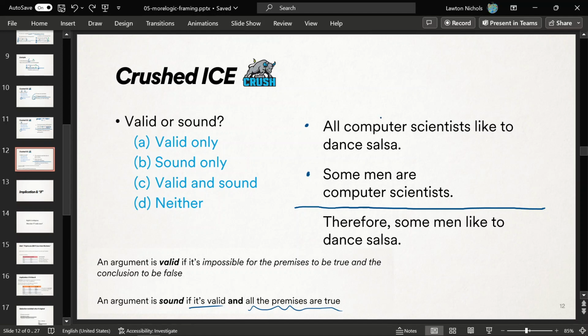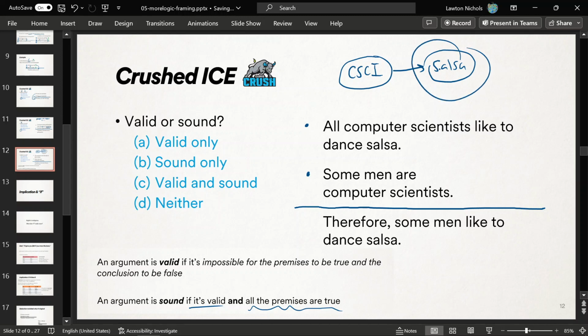All right. All computer scientists like to dance salsa. So this is kind of saying there's an arrow relationship going on again, like the "if" on the previous slides. You show me that somebody is a computer scientist, they like CSCI, that's their major or something, then I'll show you that they like to dance salsa, right? So there's an arrow going that way, CSCI to salsa. You give me a computer scientist, I'll give you the fact that they like salsa. Yes? That's the first one.